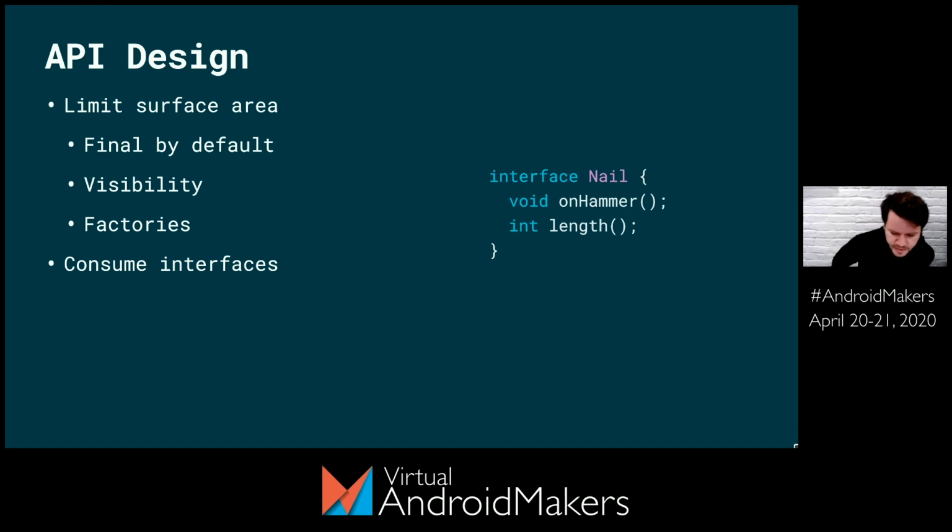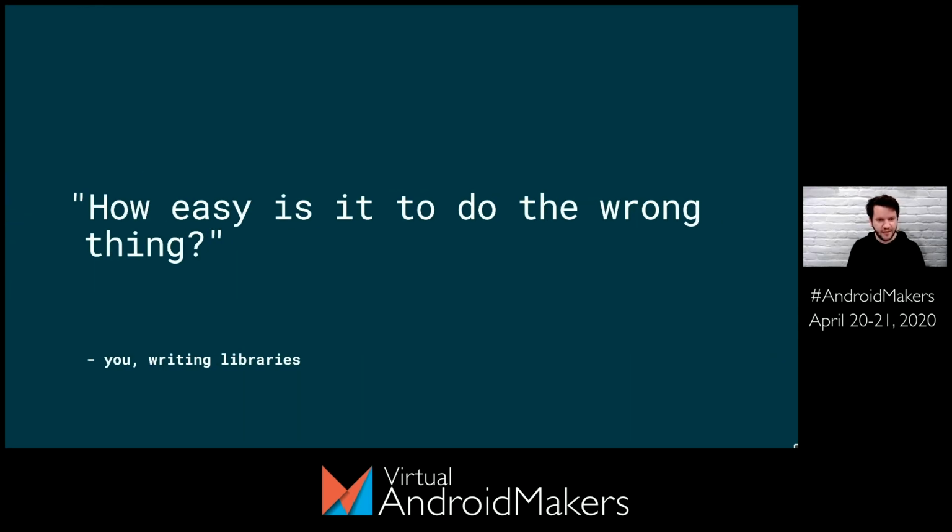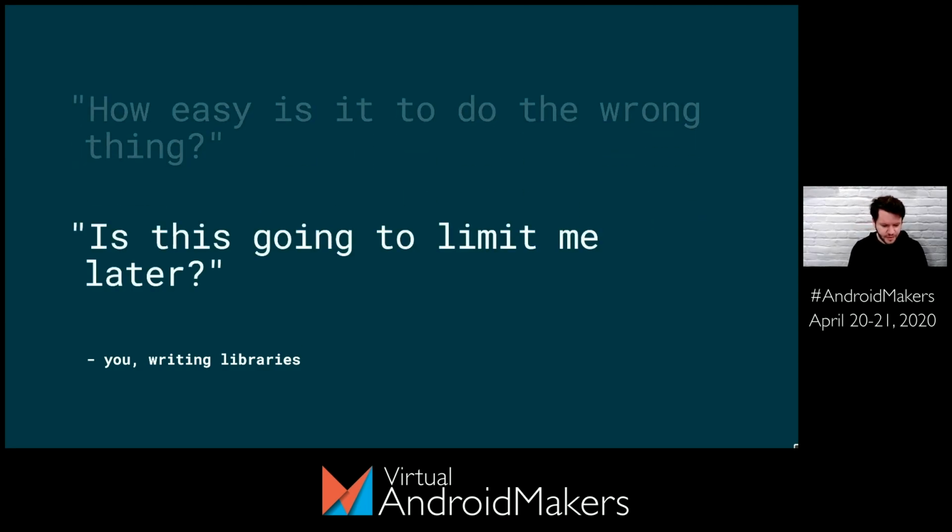And that's all that we really want to cover on the API design of things. Basically, you want to ask yourself, how easy is it to do the wrong thing? And also, perhaps more privately to yourself, is this going to limit me in the future?